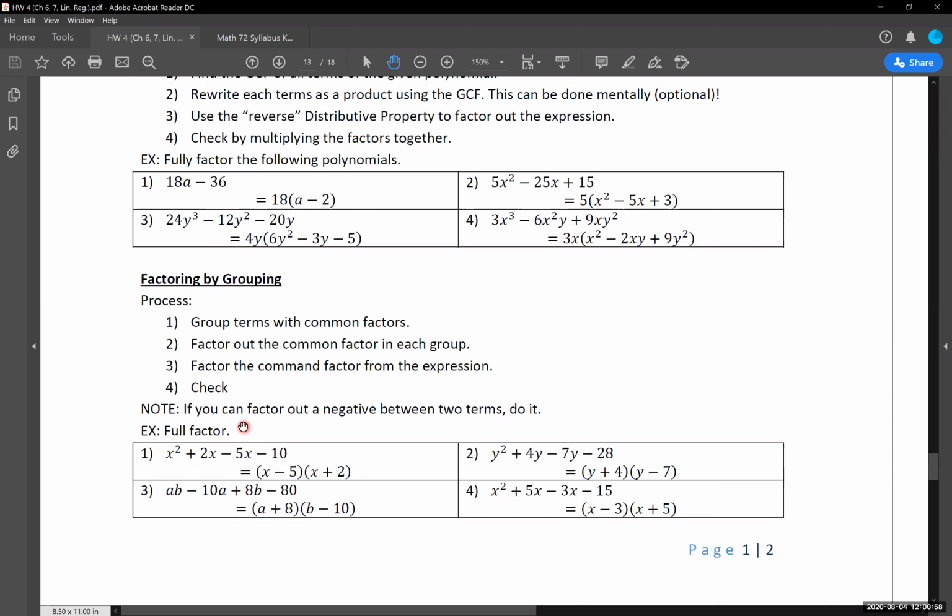In a fair amount of these instances, specifically with factoring by grouping, if you can factor out a negative between two terms, do it. And we're going to see that show up in several of our examples here, so we'll show you what that exactly looks like.